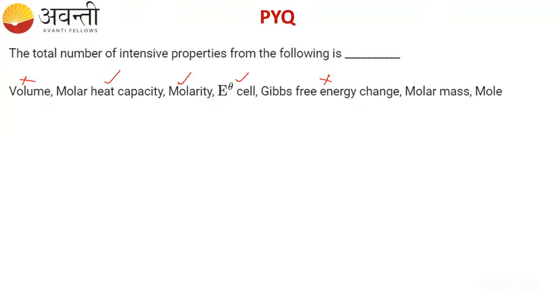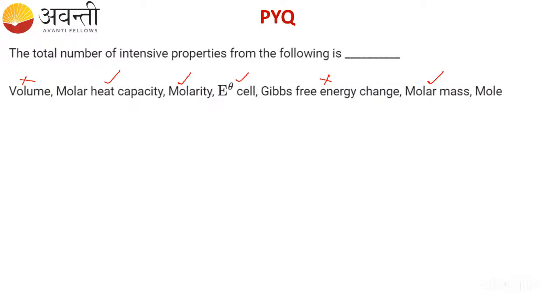Very good. What about molar mass? It is mass, right? Obviously, it is an extensive property. So it will also not come. What about the mole? Actually, molar mass, listen. Mass is the extensive property. Molar mass is an intensive property. Sorry, mass is extensive. Molar mass is an intensive property.